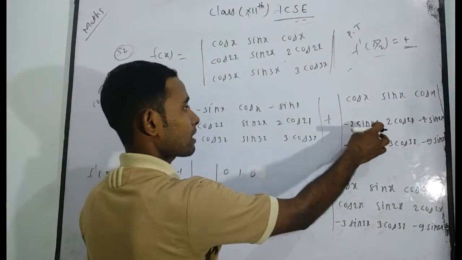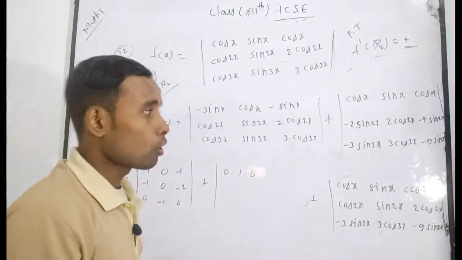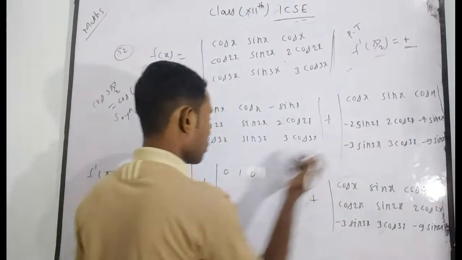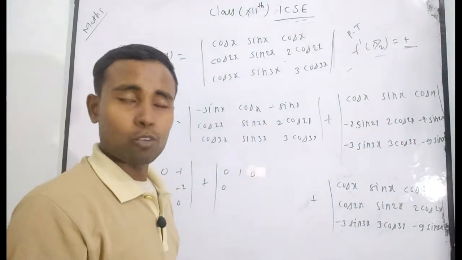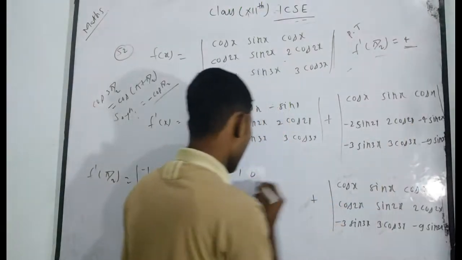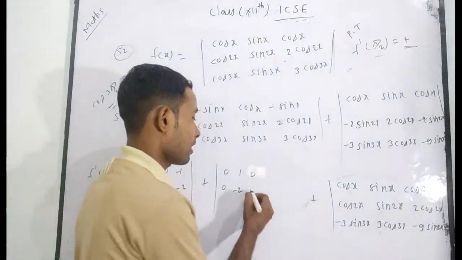Now minus 2 sin 2x. What is the value of sin 2x, that is, sin π? Sin π is equal to 0, so minus 2 into 0 will be 0. Then 2 into cos π. Cos π is equal to minus 1, so 2 into minus 1 will be minus 2. And in the third part, minus 4 into sin π will again be 0.